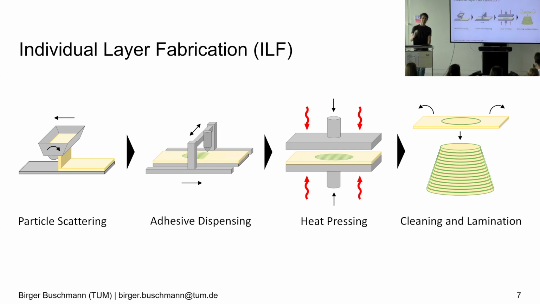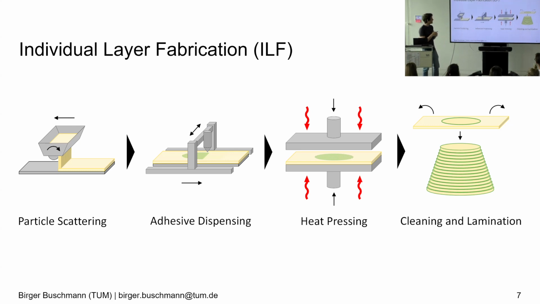My colleague has a demonstrator object that he will pass around. The basic scheme of the process goes like this. First, we scatter a thin layer of particles, and then on these particles, we selectively dispense, according to one slice of our object, adhesive. This is the binder jetting aspect of our process.